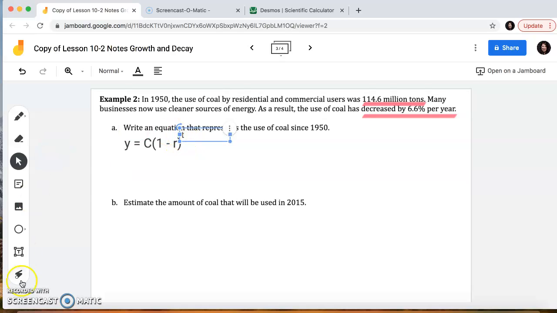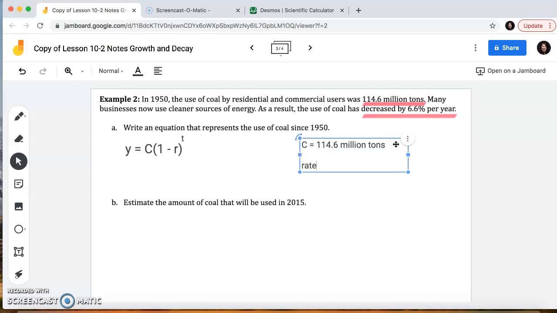Oh, I don't know what 30, that was the last problem. Sorry, I meant to say I gotta put my t. And then we need to figure out what are all the integers. So C is our initial amount. That's going to be 114.6 million tons. Oh my goodness, that's a lot.